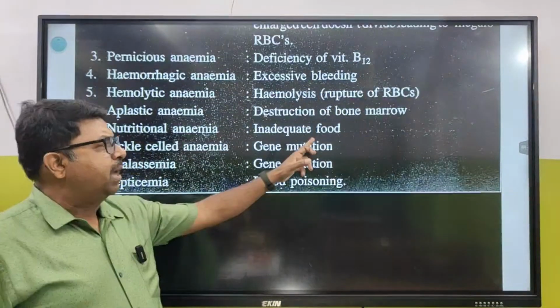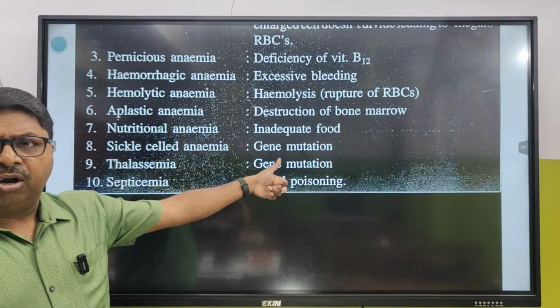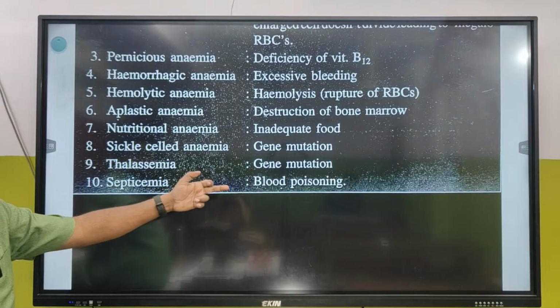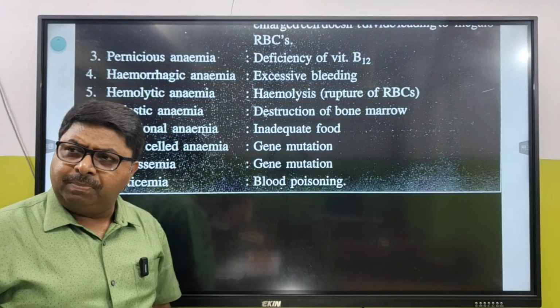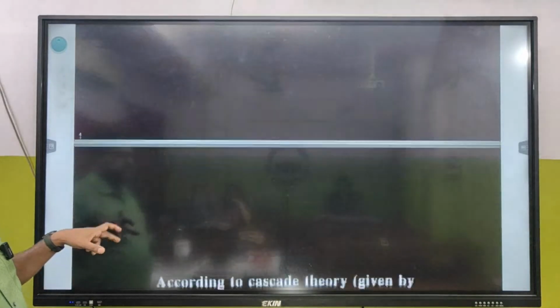Nutritional anemia means inadequate food. Sickle cell anemia, it occurs due to gene mutation. Thalassemia occurs due to gene mutation. Septicemia, you know, is a blood poisoning. The blood poisoning can also decrease the hemoglobin levels.